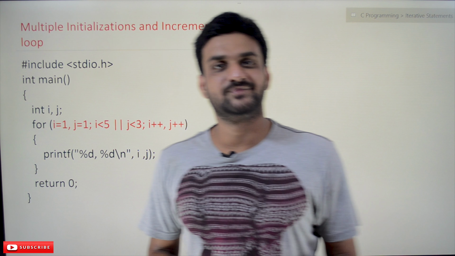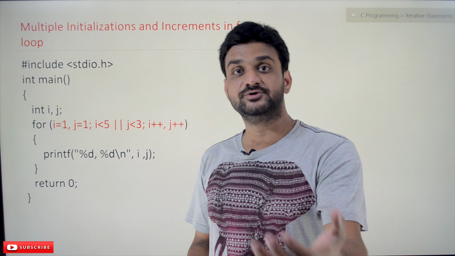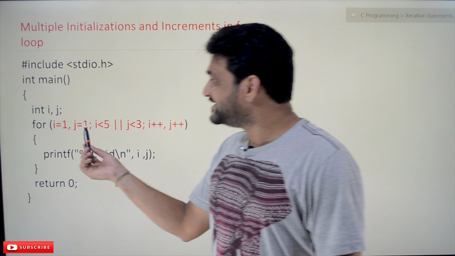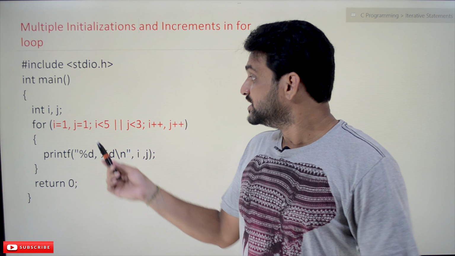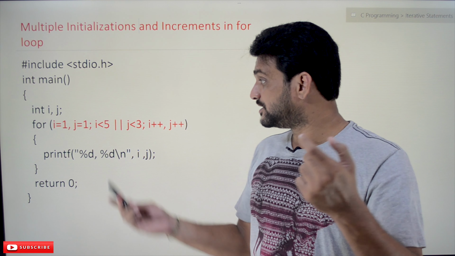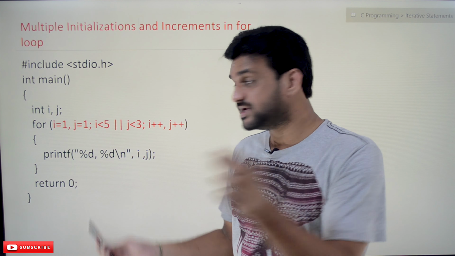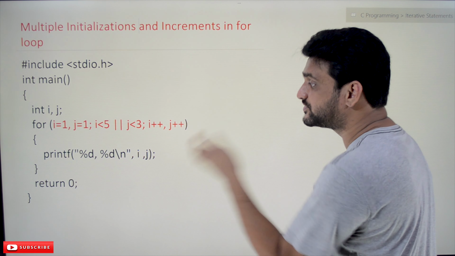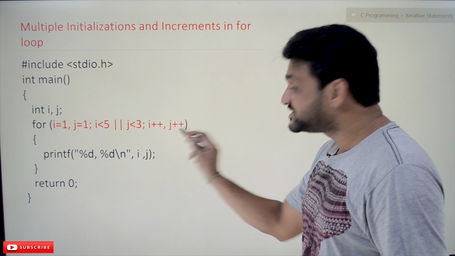I am Vikram. In this class, we'll try to understand multiple initializations and increments in a for loop. So far in our previous examples we have covered for loops, while loops and do while loops. In the for loops, we have seen only one variable initialization. But there is a possibility to initialize more than one variable in the initialization part, and each initialization is separated by a comma. And similarly, multiple variables can be incremented in the incrementation part.